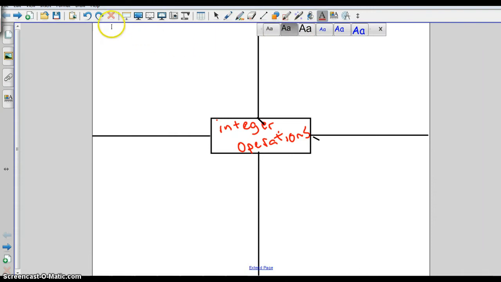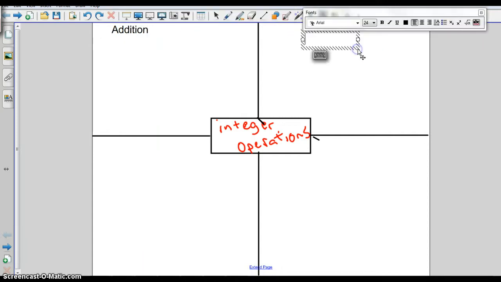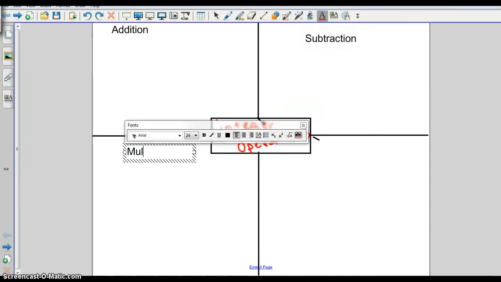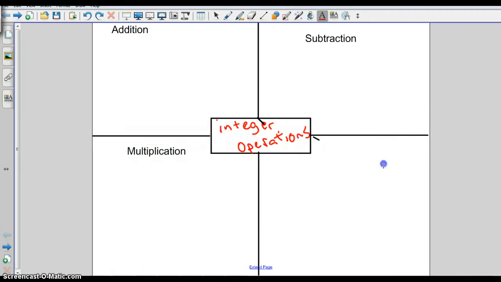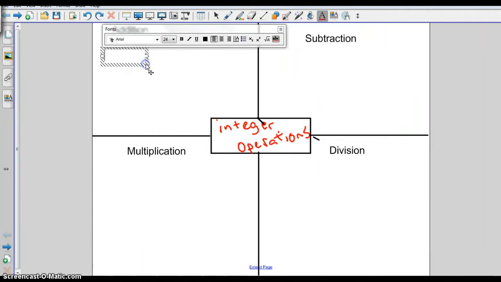So I'm going to come to this one, and I'll just type it so you can read it better. I'm going to call this one addition. And we'll come over here and do subtraction. And then down here, multiplication. And then lastly, division.